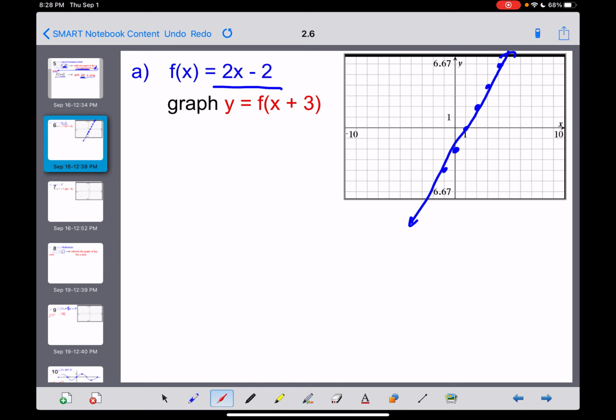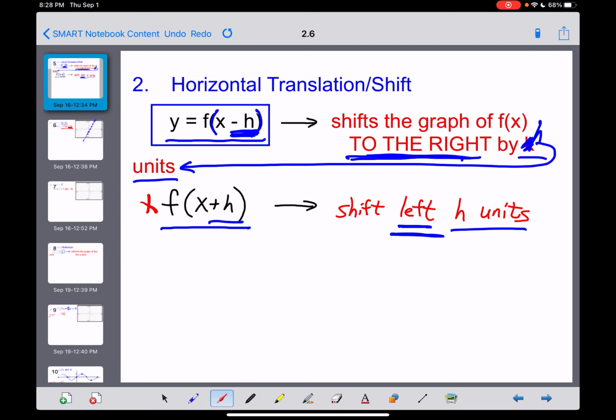Now, here's our job today. We're supposed to graph now y is equal to f of x plus 3. So there's a 3 that's being added, but since it's inside the parentheses, not a plus 3 at the end, that would be something different. Since there's a 3 added inside the parentheses, I'm looking at this case right over here.